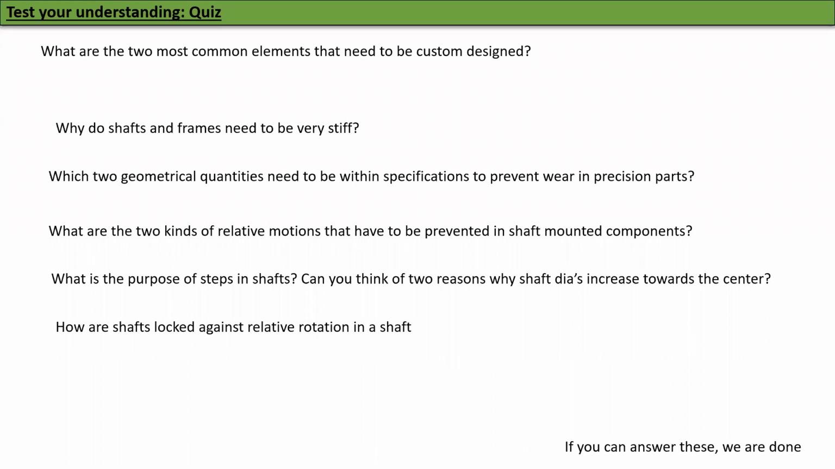How are shafts locked against relative rotation? If you're ready, we're done.